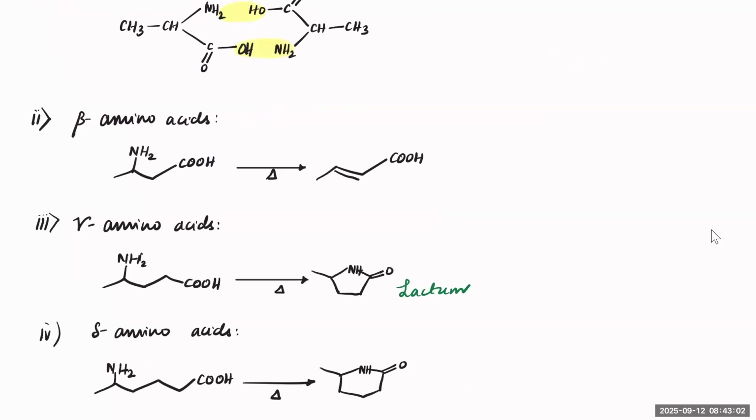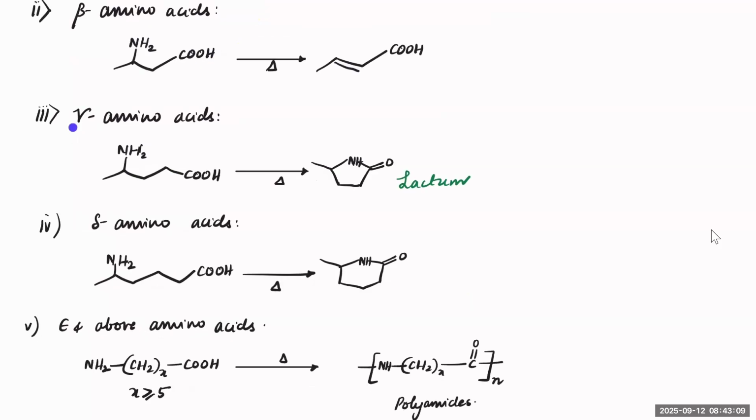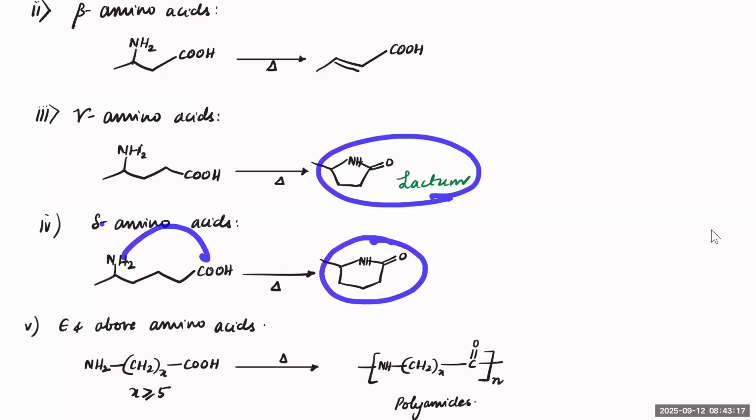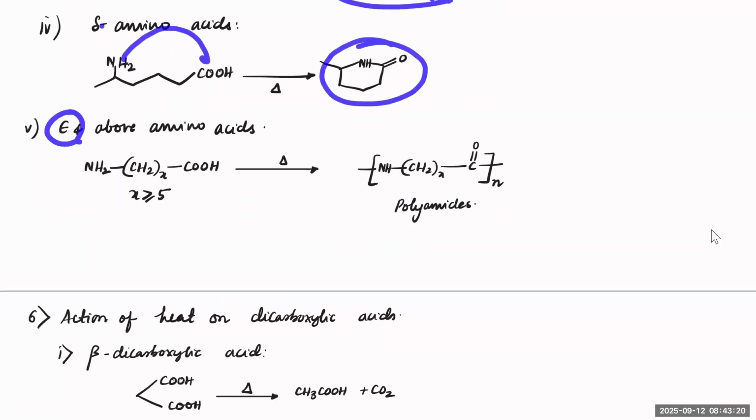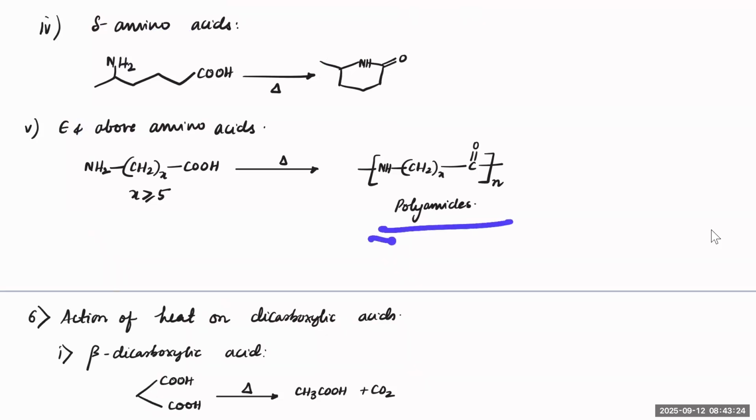Now, if it is beta position, dehydration will take place, as usual. We learned the same thing with hydroxy acids also. If it is gamma position, just like esterification, here also it will connect and you'll get lactams. Delta position also gives lactam. And if you have epsilon and above, that is x greater than or equal to 5, then you'll get polyamides. This will end up giving polyamides.